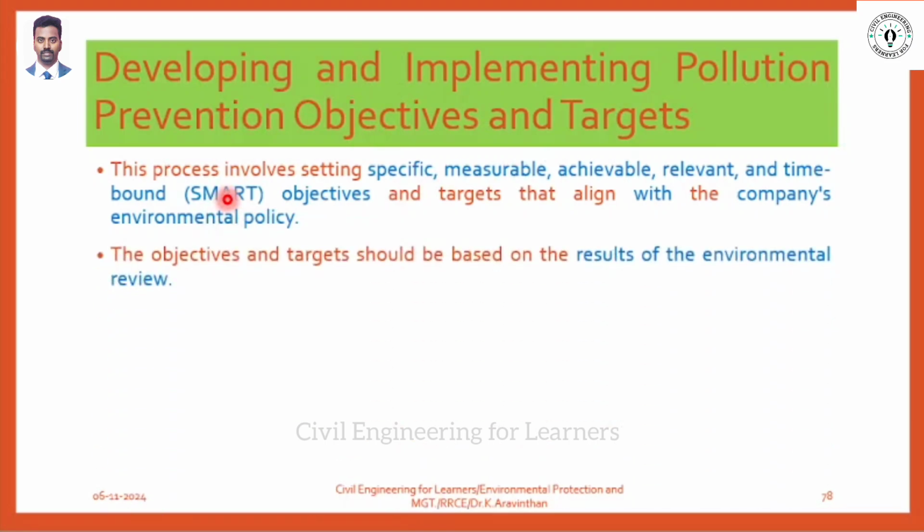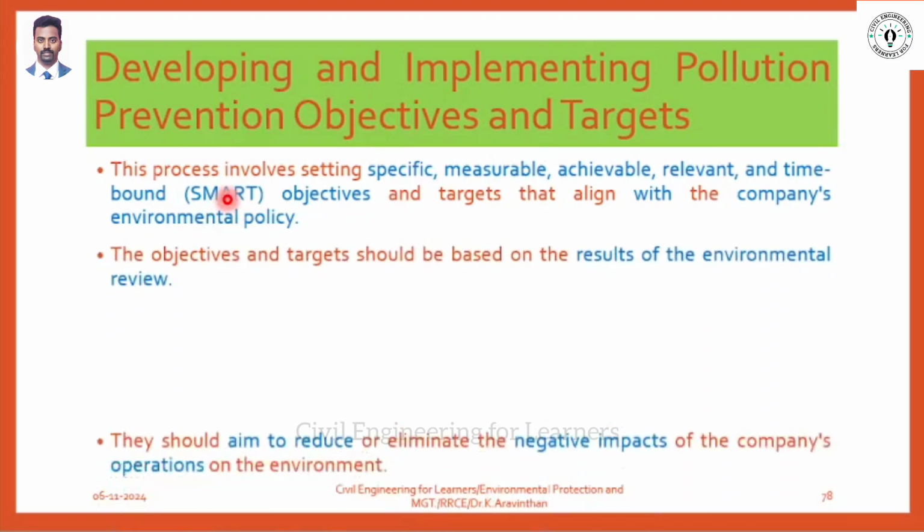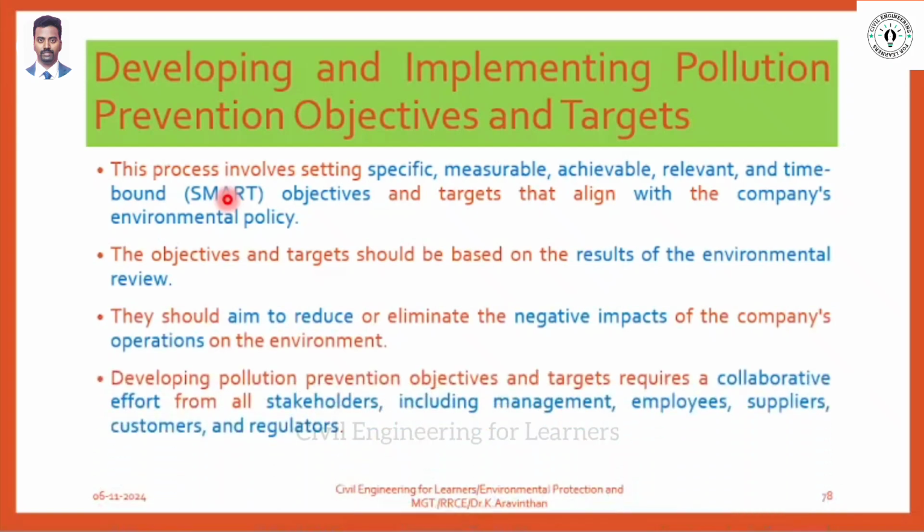The objective and target should be results of the environmental review, and it should aim to reduce negative impacts, and not only the organization can do it. It should have collaborative work. With whom? With the stakeholders. Who are the stakeholders? Those who supply raw material, those who distribute the product, those who consume the product, everyone are called stakeholders. Even governments are stakeholders, including management, employees, suppliers, customers and regulators.